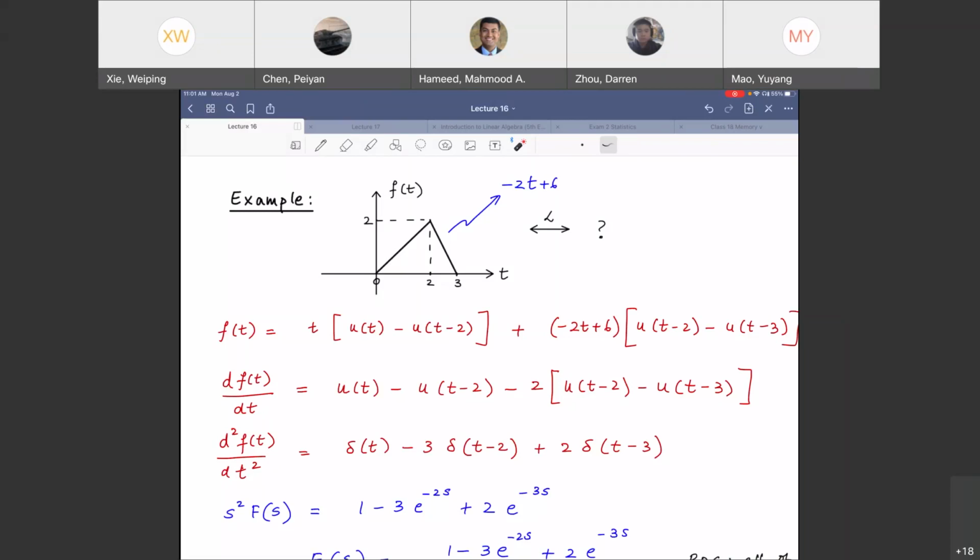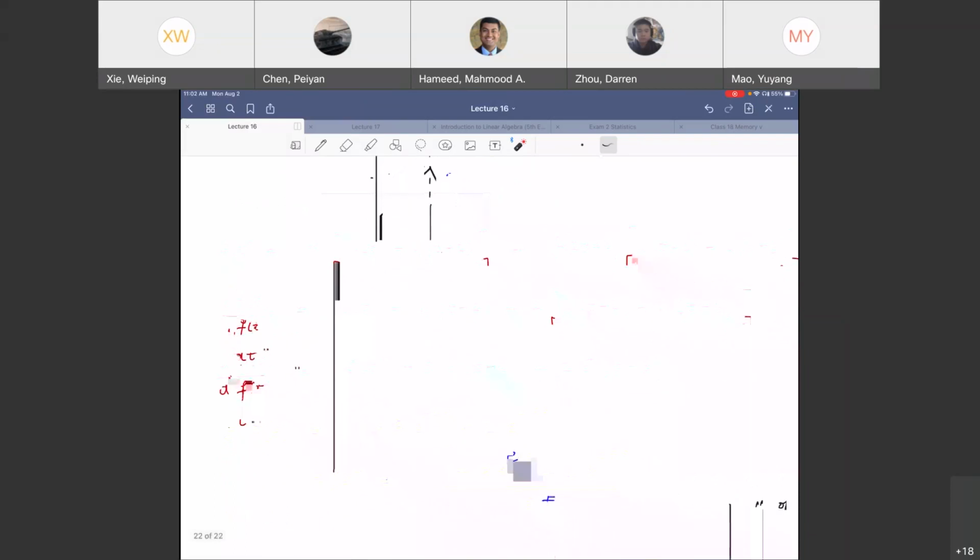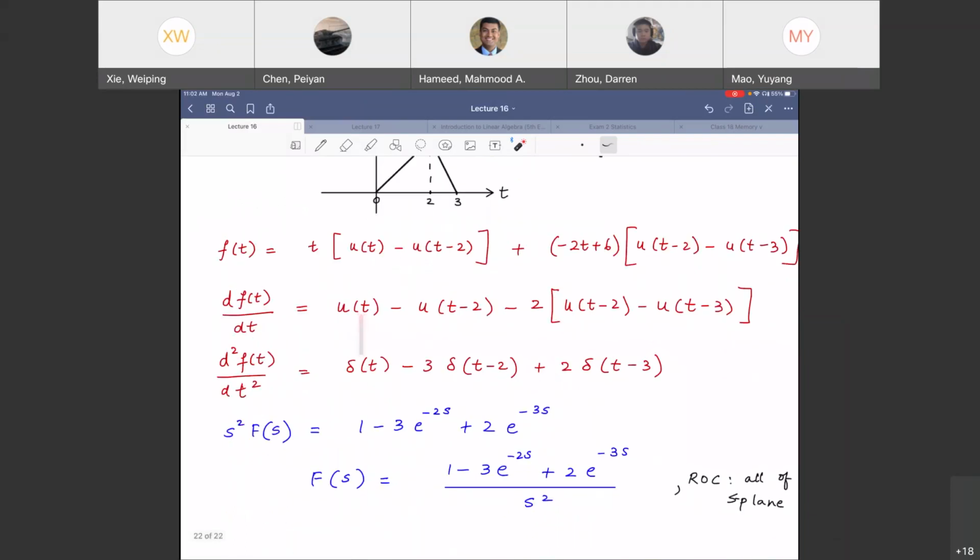When you differentiate this signal a second time, u of t will become an impulse. u of t minus 2 will become an impulse over there, and u of t minus 2 will also become an impulse over here. You have a -1 from there and -2 from there. Overall, it becomes -3. And then you have a -2 delta of t minus 3 plus 2 delta of t minus 3 from there. So you went from ramps to steps to impulses.